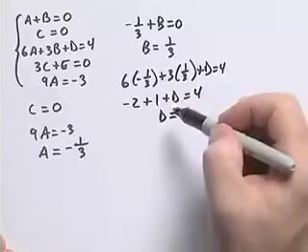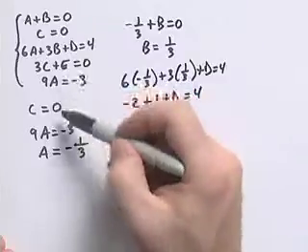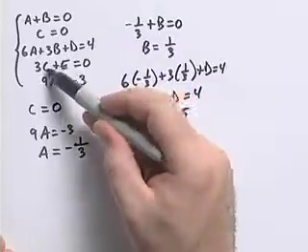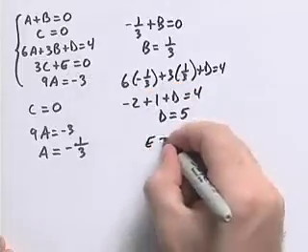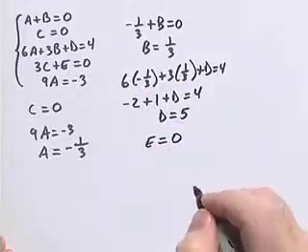So we have a, b, c, and d. We just need to know what e is. We know that c is equal to 0. And since 3c plus e must also equal 0, we know that e has to equal 0.